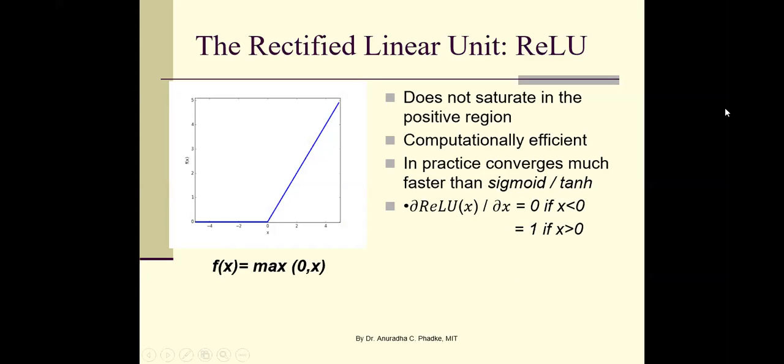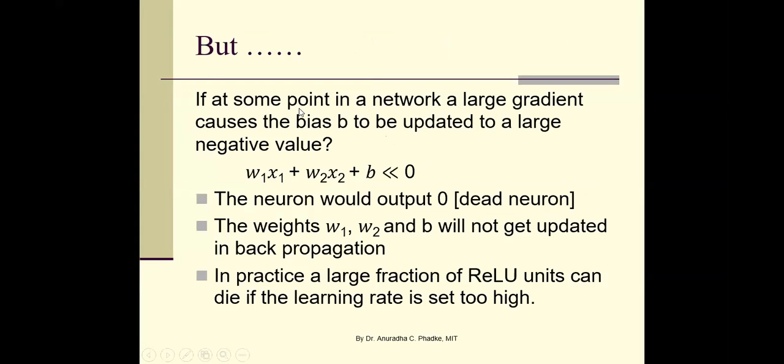Okay, so let us see what is the remedy for that. Before going to solving that problem, if at some point in a network a large gradient causes the bias b to be updated to a large negative value, then the same problem we are discussing here.